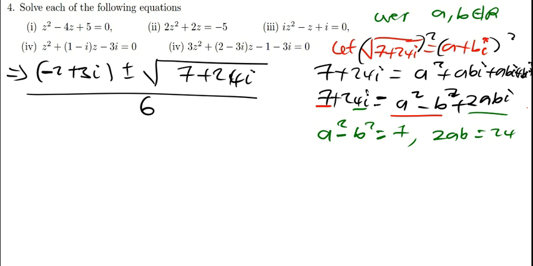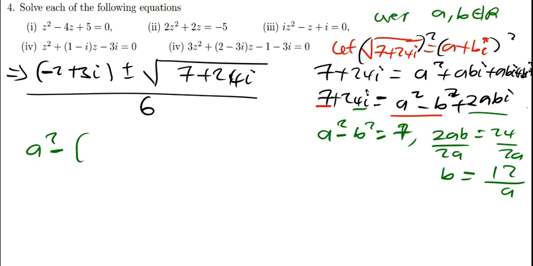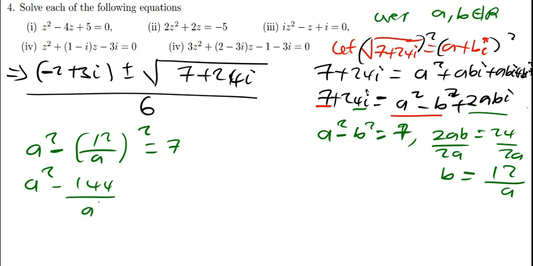So for this, I can make b the subject of the formula. What are we going to do? I'm going to divide both sides by 2a, so b will be equal to 12 over a, like that. So in the first equation, where there is b, I'll put 12 divided by a, and now I square it, equal to 7. So this will be a squared minus 12 times 12, which is 144, divided by a squared, is equal to 7.